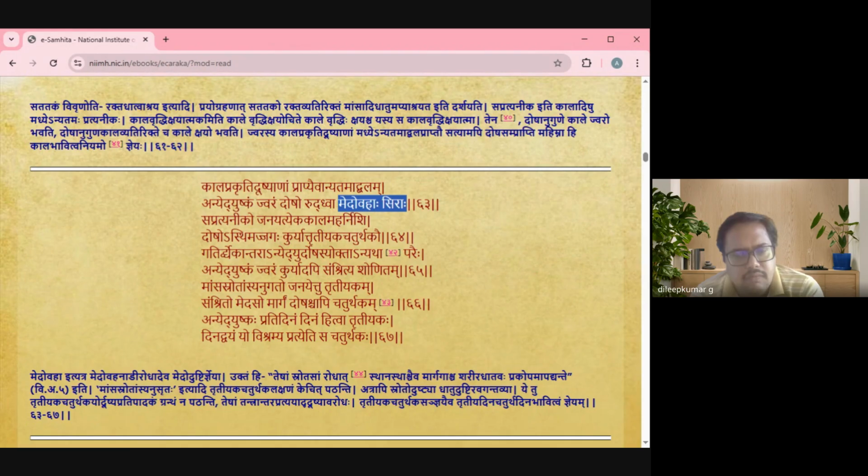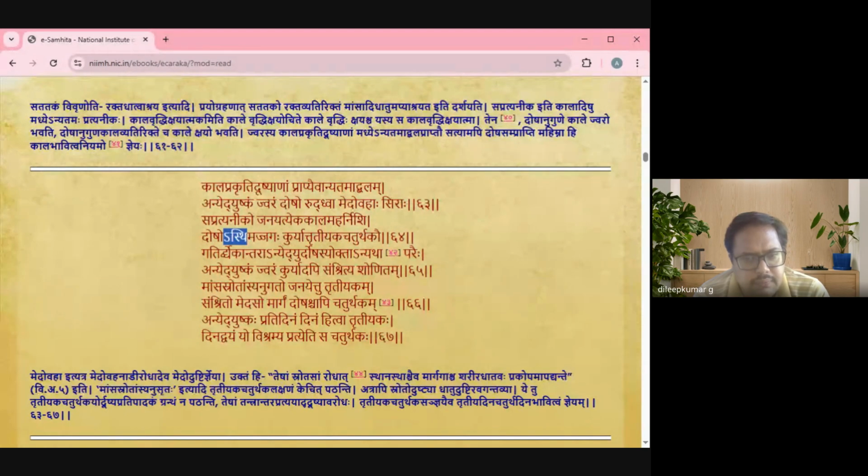Next one is Tritiyaka Jwara. When it involves asthi, it is called as Tritiyaka. When it involves majja, it is called as Chaturthaka Jwara. So in Tritiyaka Jwara, there will be an interval of 1 day. That is, if Jwara is present on first day, then there will be no Jwara on the second day. There will be Jwara on the third day.